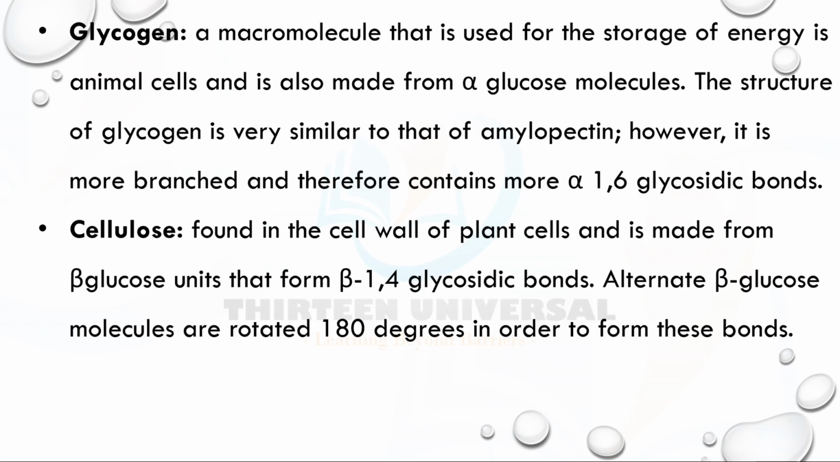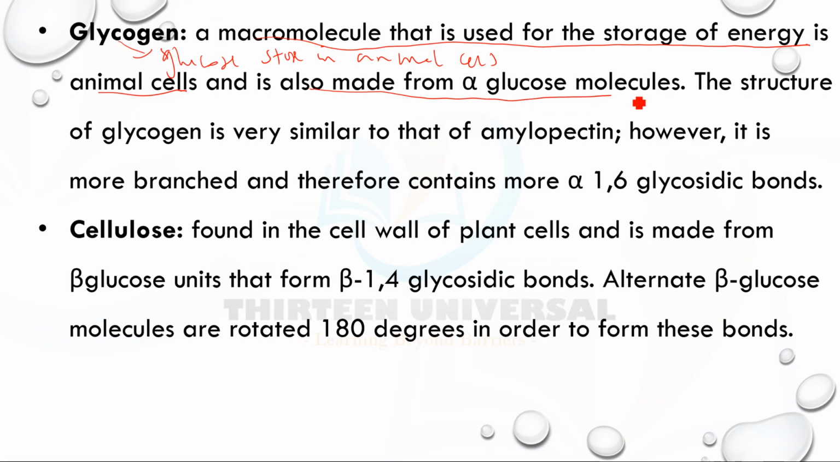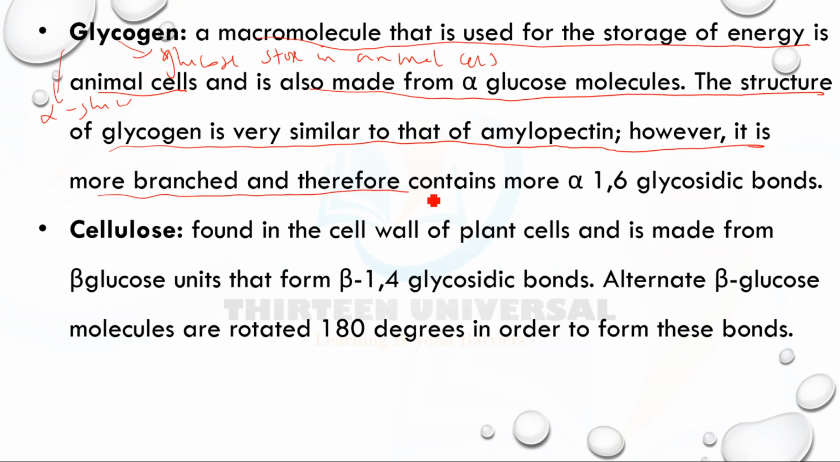You see, this is glycogen. Glycogen is also a storage molecule. It's a glucose store in animal cells. So you can see that it's a macromolecule that is used for storage in an animal cell, and it's also made up of alpha glucose molecules. So the monomer is alpha glucose. Glycogen is very similar to amylopectin. However, it is more branched and therefore contains more 1,6. Anyway, where you see branches, there will be 1,6. So glycogen has more 1,6.